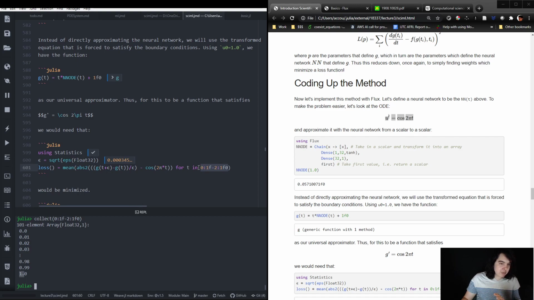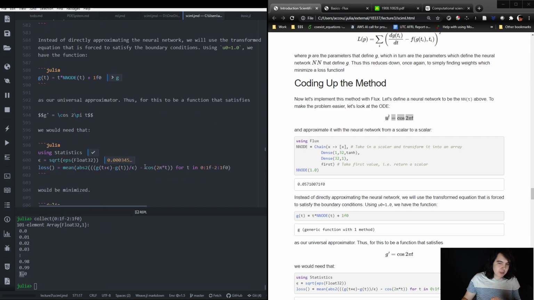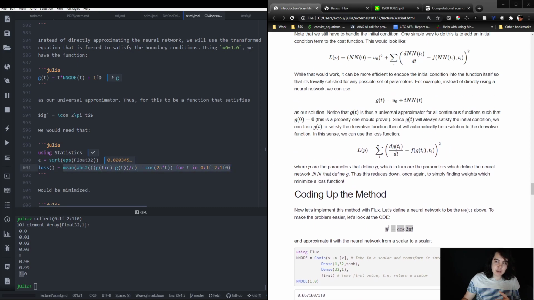So for each of those times, I want to take my test function g, calculate its derivative at t, and then check it against the function f, right? So I want to check it against 2 pi cosine of 2 pi t, and this should be equal to 0. And then I'm going to take the square of that value. I'm going to have my loss function be the mean of all these values. So instead of just being the sum, I divided by the number of terms. That way, if I change the number of t's that I'm evaluating at, it doesn't actually change the relative size of my loss function.